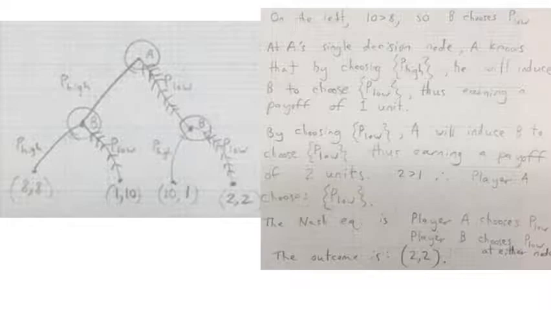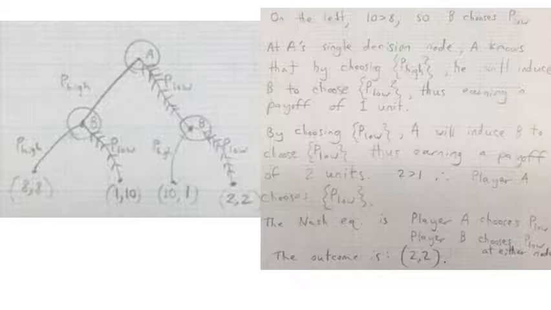Okay, we've already established that. Thus earning player A payoff of 1 unit. So essentially through backwards induction, A knows if A prices high, B will price low, and A will earn 1 unit of payoff. By choosing to price low initially, A will induce B to choose to price low also. We know that through our previous backwards inductive arrows. Thus earning player A payoff of 2 units. So 2 is greater than 1, so player A chooses to price low.